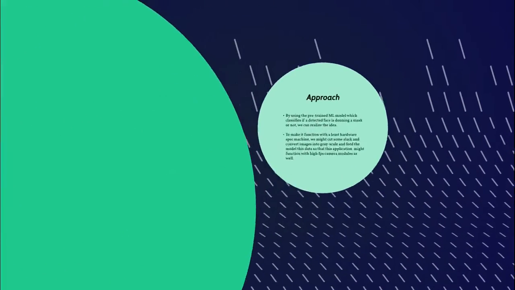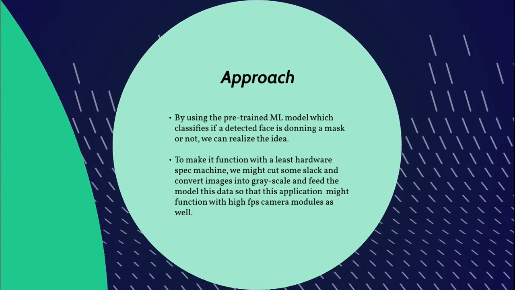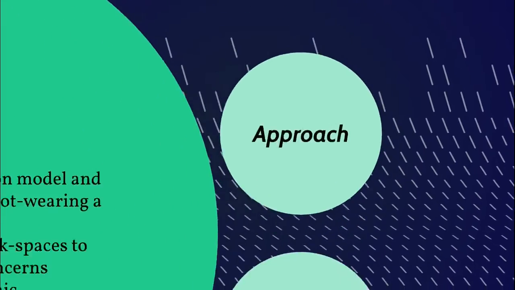The approach we've come forward with is using a pre-trained ML model which classifies if a detected face is donning a mask or not. Thus, we can realize this idea through this approach. To make it function with at least hardware spec machines, we might cut some slack and convert the images into grayscale and feed the model this data so that the application might function with high FPS camera modules as well.